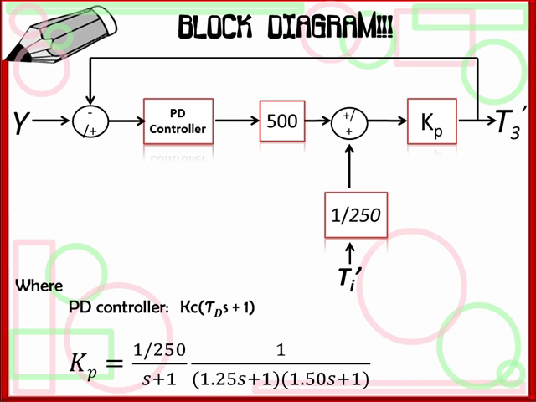This is now our final block diagram, where the PD controller represents Kc times (tau d s plus 1) and Kp is 1 over 250 all over s plus 1, multiplied by 1 all over 1.25s plus 1 times 1.5s plus 1. The first term refers to the transfer function in tank 1 and the second in tanks 2 and 3.